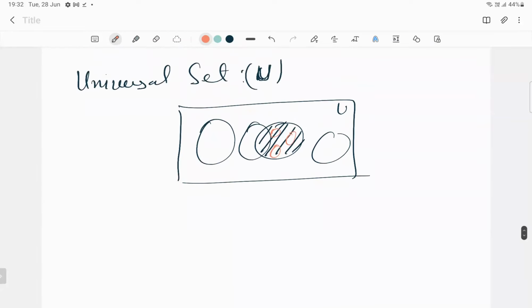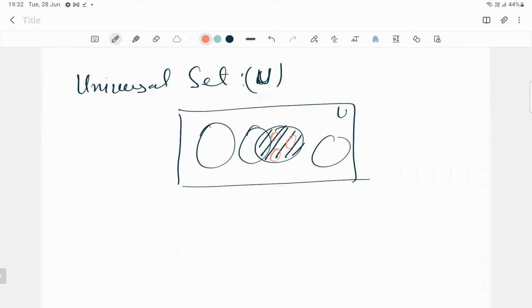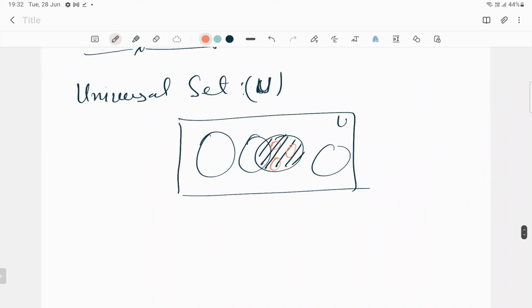So you understood, no? I think this example was okay for your understanding. So this is our Milky Way galaxy. You go and shine there only, right? You don't shine there, you shine everywhere. You should. So this is our universal set.